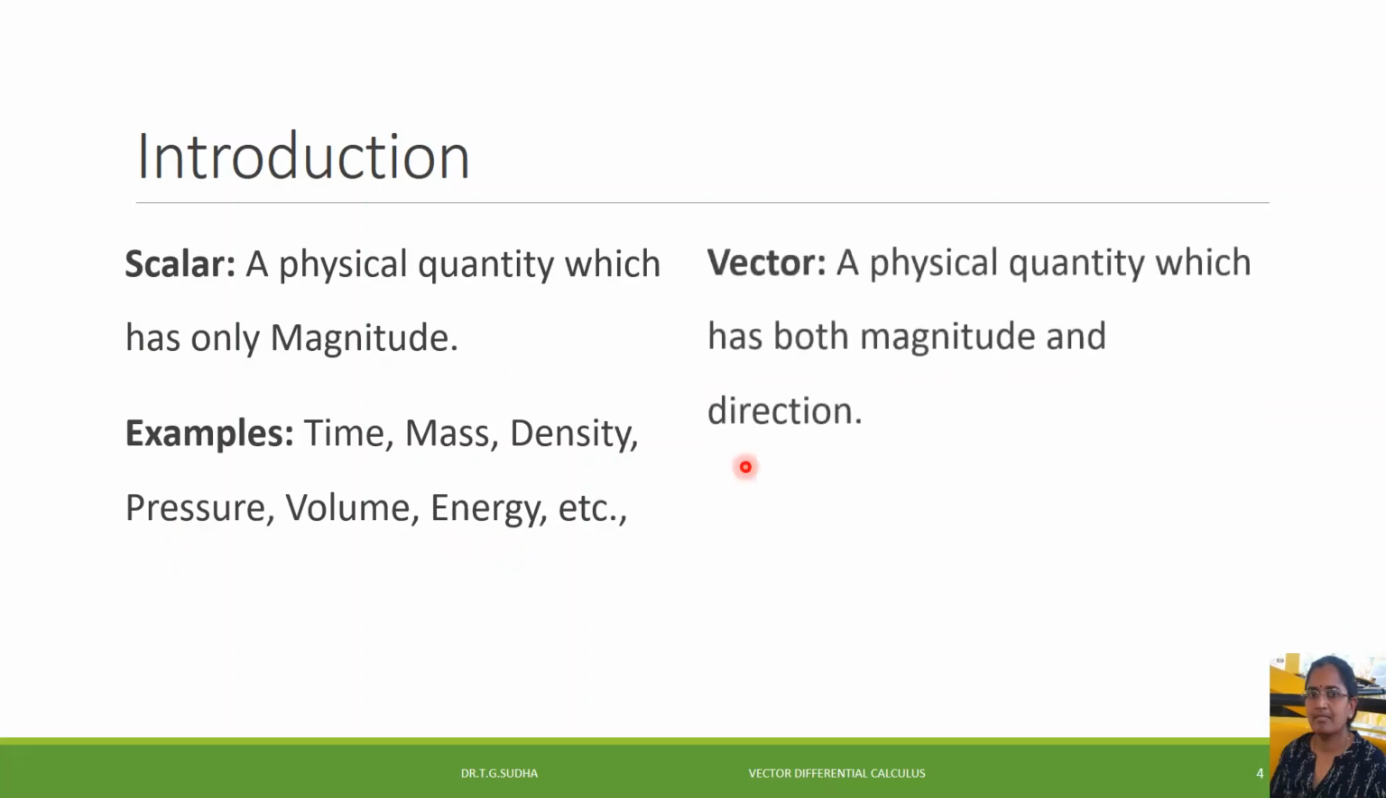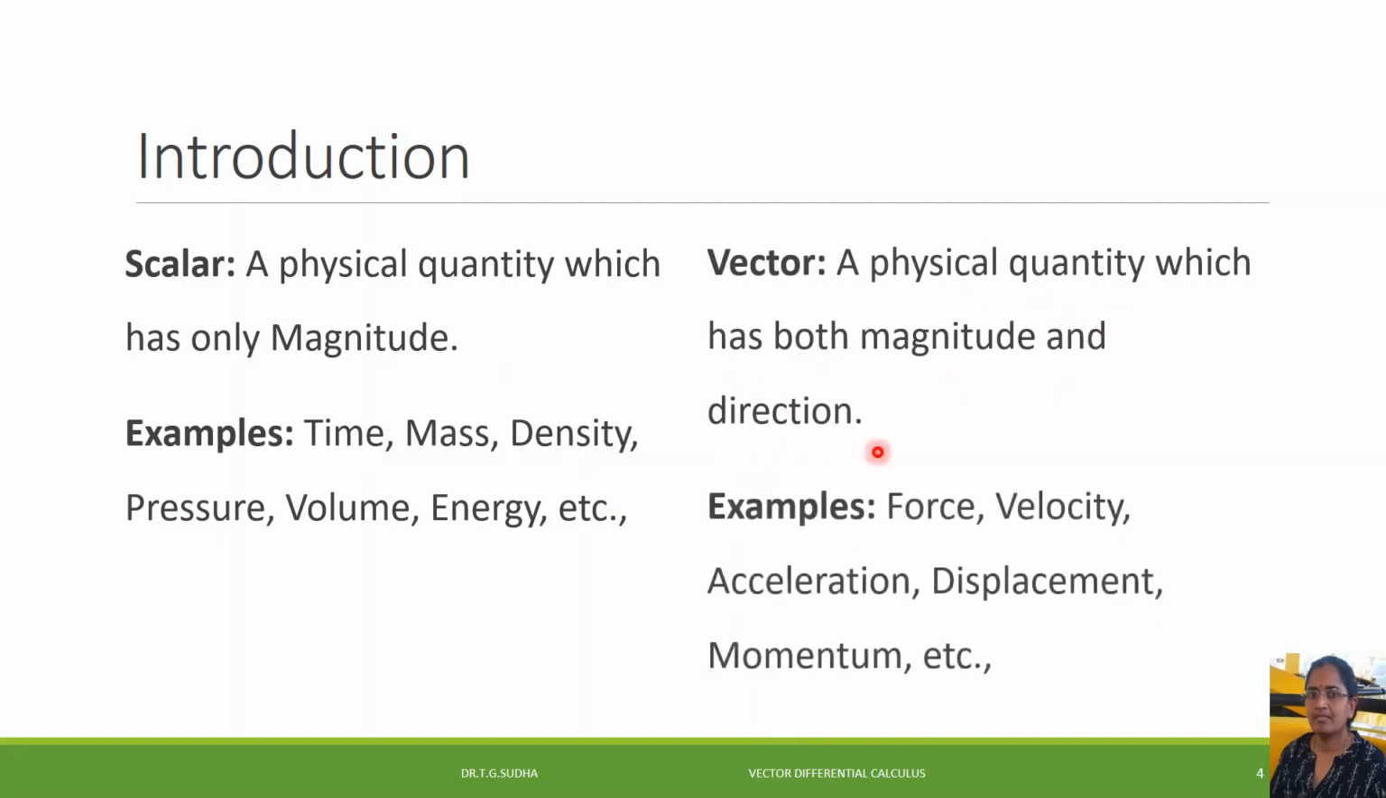Now let us define what is a vector. A physical quantity which has both magnitude and direction. Examples: force, velocity, acceleration, displacement, momentum, etc.